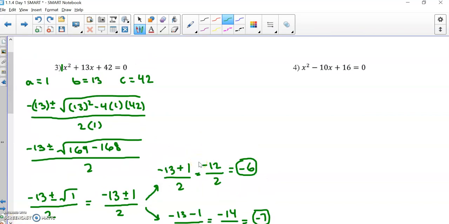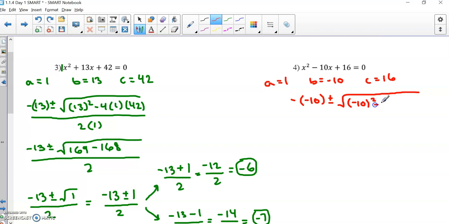All right, one final example. It's going to go the same as the rest of them. Let's do a new color. All right, so once again, a equals 1, b equals -10, c equals 16. So as usual, plug in, so opposite of b, plus or minus the square root of b squared minus 4 times a times c.